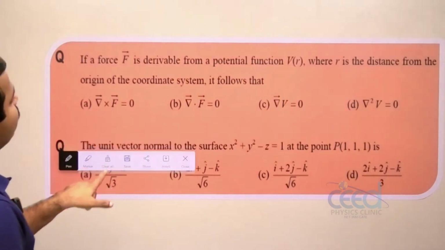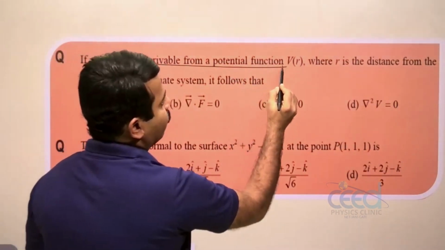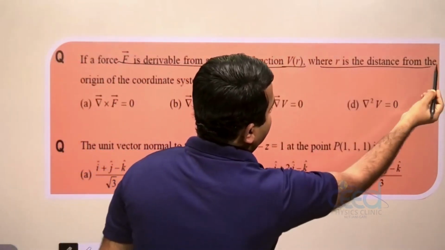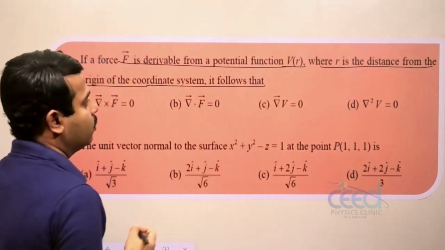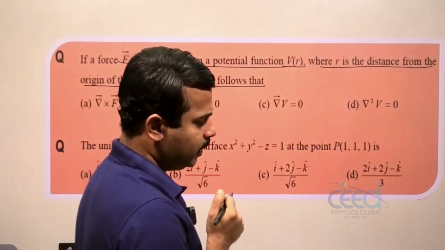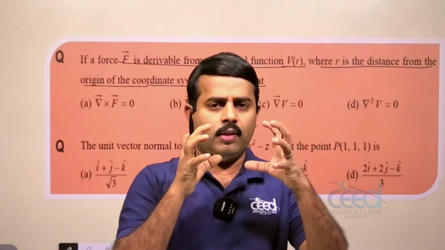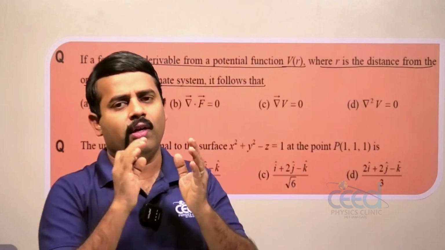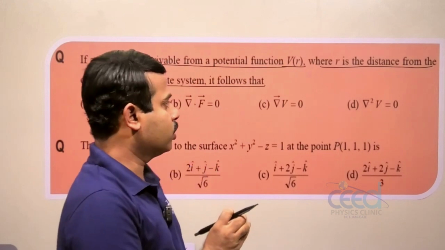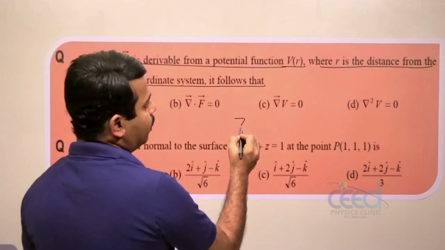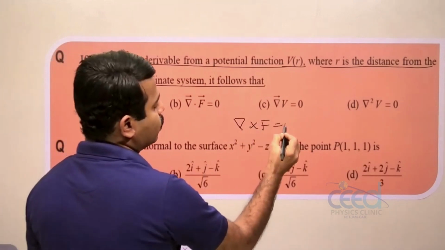A force F is derivable from potential function V of R, where R is the distance from the origin of the coordinate system. It follows that, when the potential is a function of R, we studied one property, right? The cross product of corresponding force, that will be 0, right? That means del cross F is equal to 0.